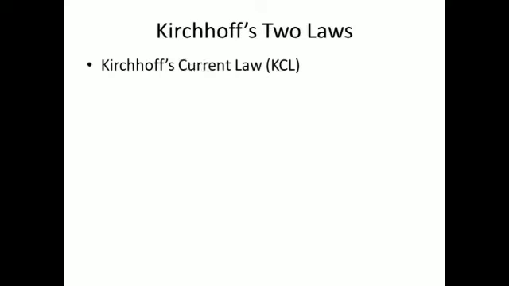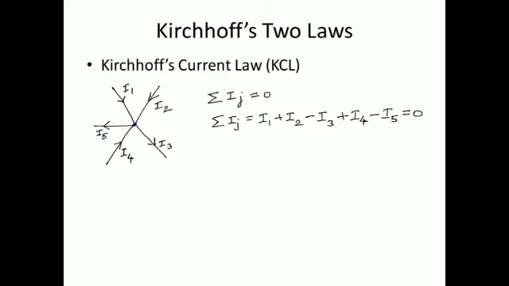The first one is known as Kirchhoff's current law. According to Kirchhoff's current law, the algebraic sum of all the currents meeting at a branch point is 0. So we see that the summation Ij is simply equal to 0 at a branch point. Here the convention is that the current flowing towards the branch point is taken as positive and the current flowing away from the branch point is taken as negative.